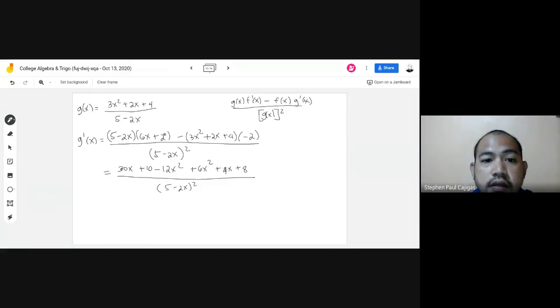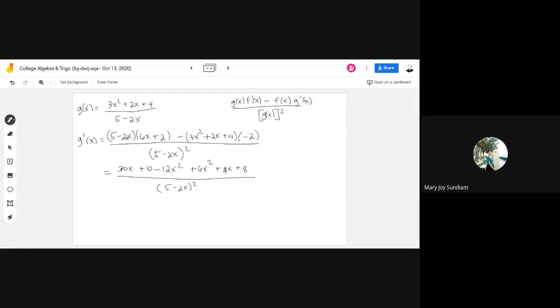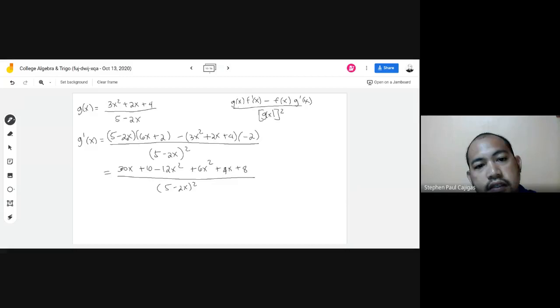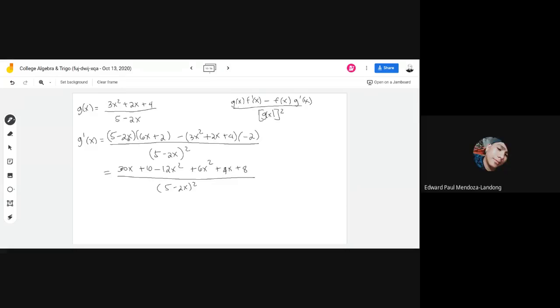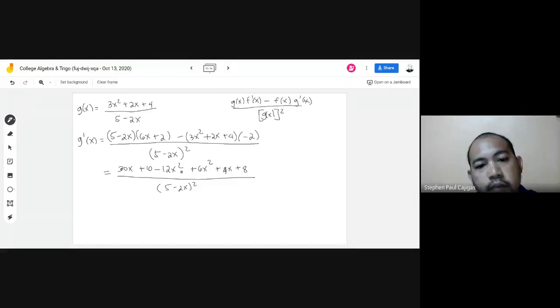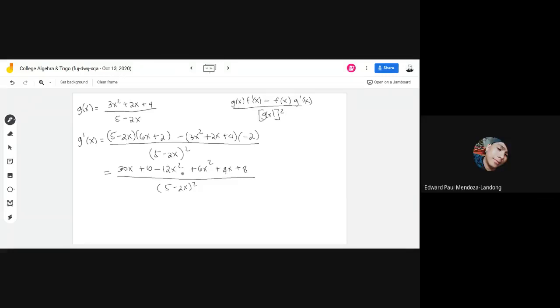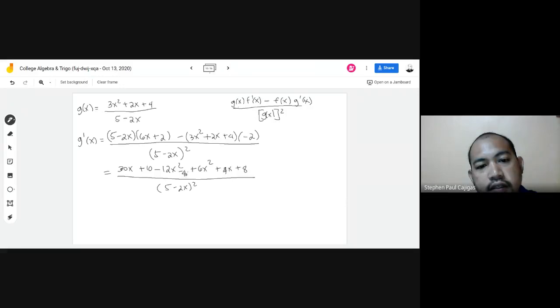30x, 10, plus 10. Then 30x. Then minus 4x. There is a missing sign, it should be plus 4x. Then 12x squared. Negative 4x, minus 4x. Okay.